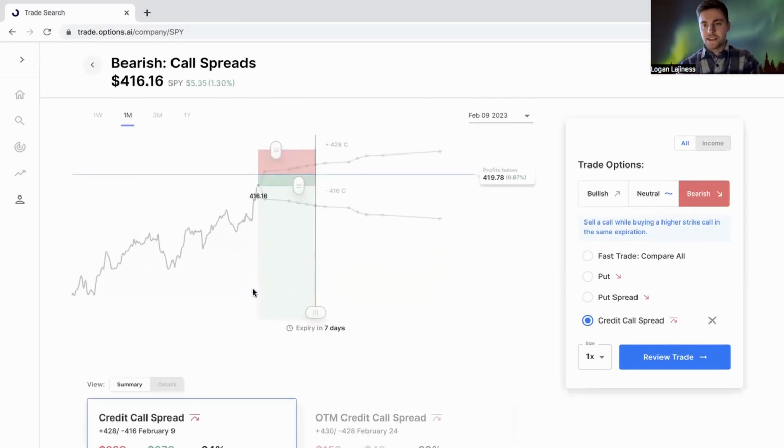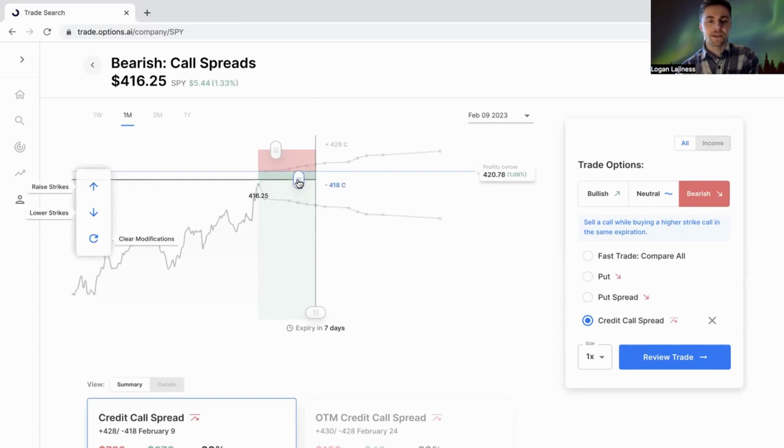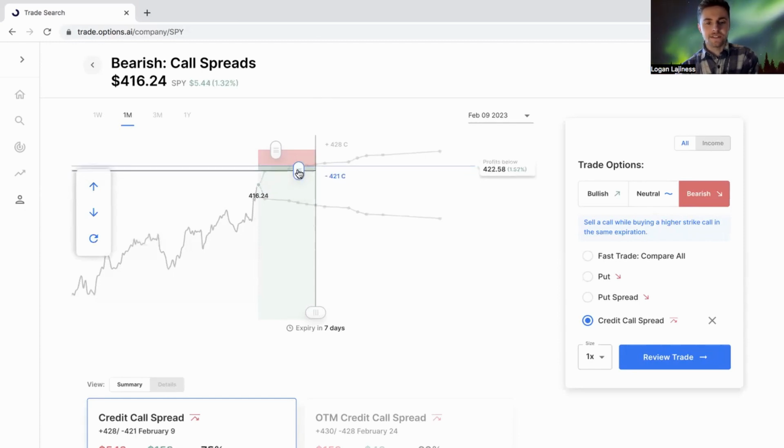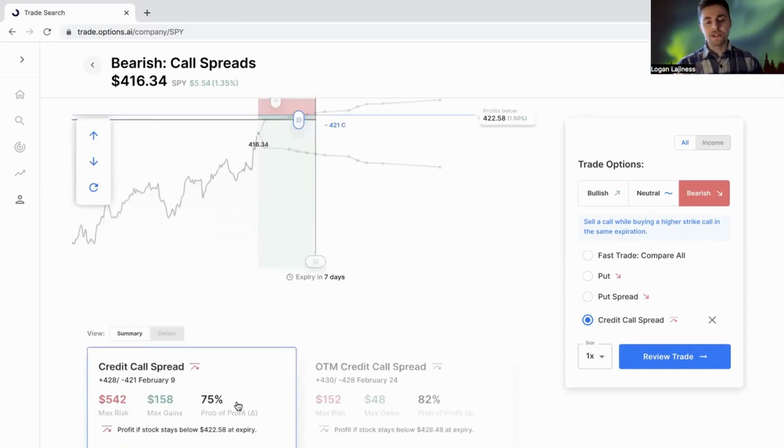Well, let's say you don't like that spread. You want something with a little bit higher probability of profit. Well, you'd actually just move this little leg further up, right? And as we do this, we shrink the spread width in general. And at the same time, look, your probability of profit is 75%. Now your max gains have gone down, but so have your max risk because you've shrunk the specific spread that you wanted to do today.